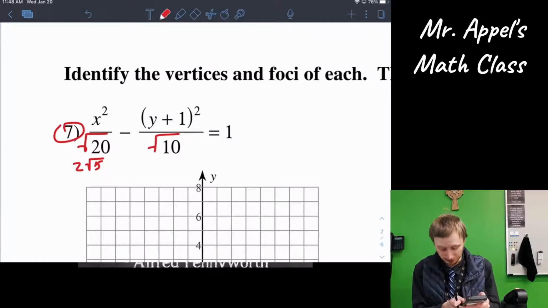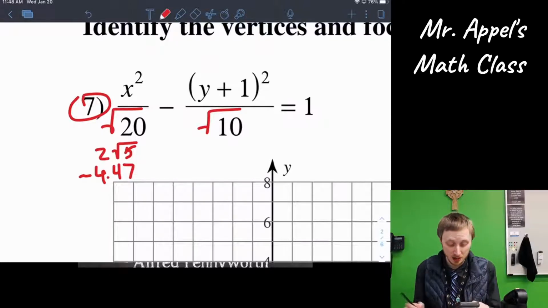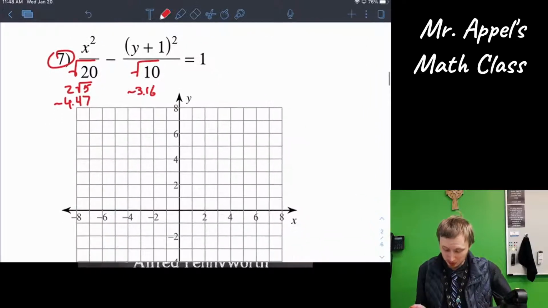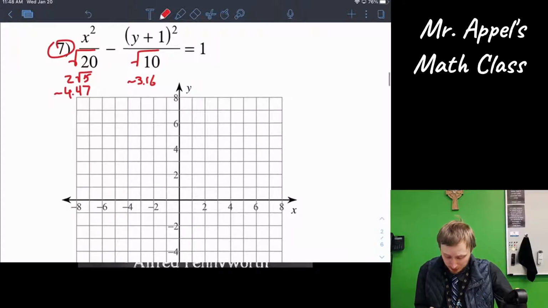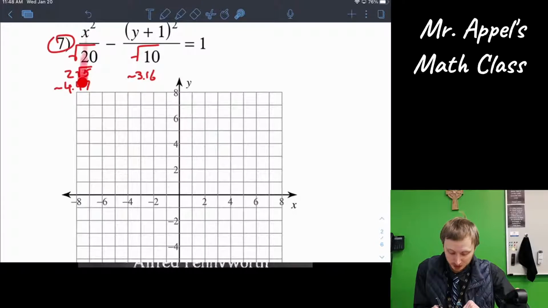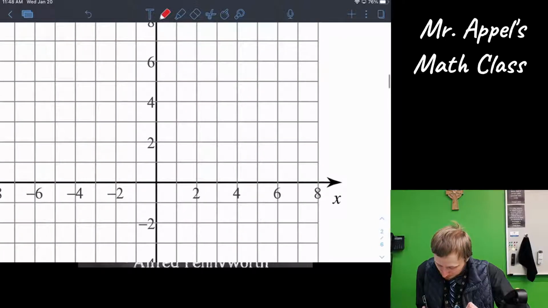Hang on, I gotta reset my calculator. Okay, 2 times square root of 5 is 4.47, and square root of 10 is 3.16. So we have a place for them on the number line. And this is associated with the x, so it's still moving horizontally. So horizontal to 4.47, almost, but not quite 4.5.